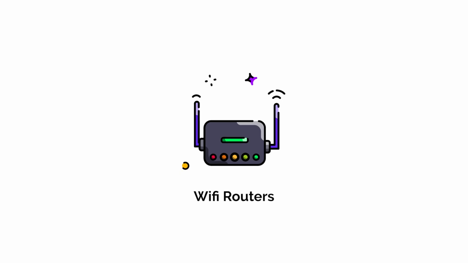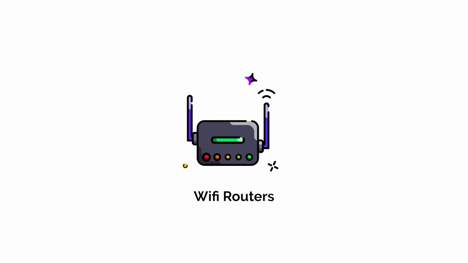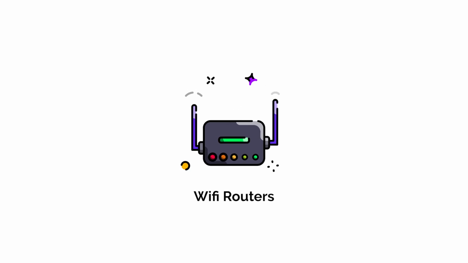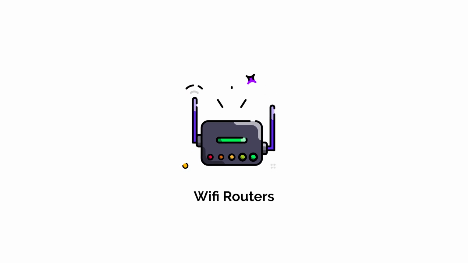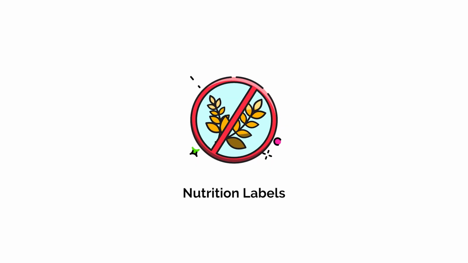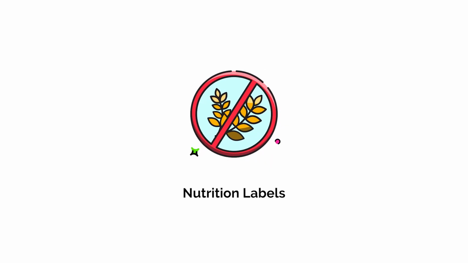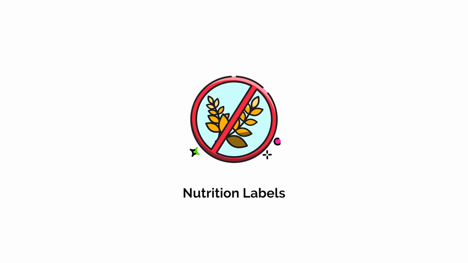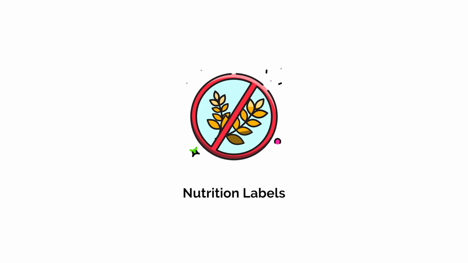Consider a Wi-Fi router. Wi-Fi standards make sure your devices, phone, laptop, TV, can connect to any router. So you can get online easily, no matter what brand you use. Another example would be nutrition labels. Standards make sure that nutrition labels on food, like calories, fat, sugar, are clear and follow the same format. This helps people compare products and make healthier choices.